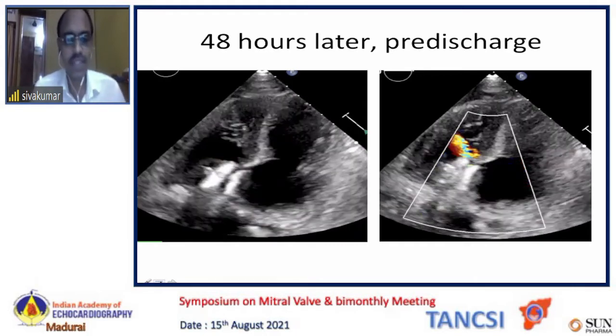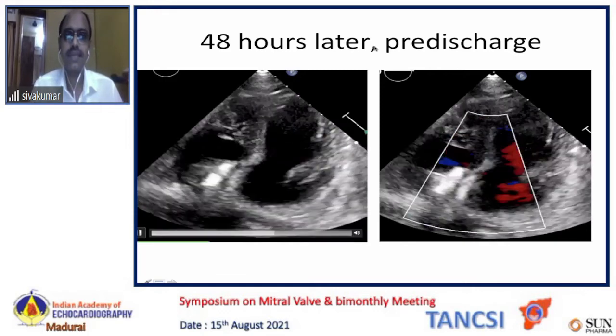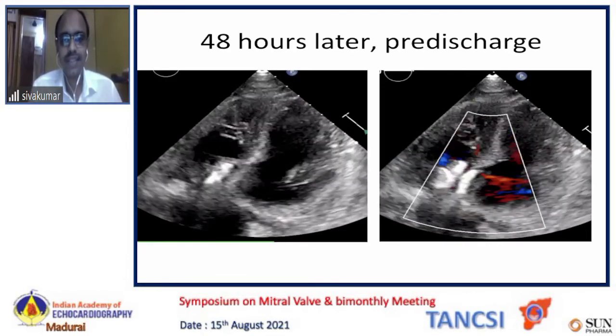Thank you very much. Thank you, Dr. Sivakumar. It is excellent work. You have saved a nonagenarian. And how many cases have you saved in this acute setting?